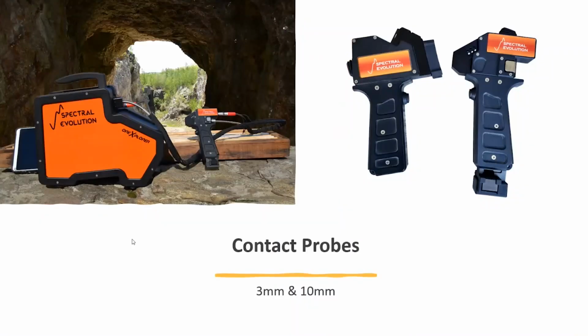Now, in terms of accessories, we have an entire list of different accessories that you can use with these units. The two most popular are definitely our contact probes, which we have two styles of. The probe on the left is a 10 millimeter spot size that has a sapphire window. And the probe on the right is our mini probe that has a 3 millimeter spot size. A lot of people use both of these probes, but depending on your application, one might work better for certain minerals or applications than the other.